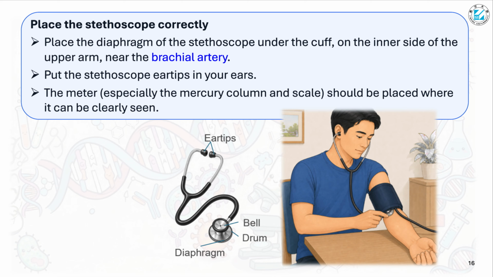Make sure the meter is placed where you can see it clearly. You should be able to watch the mercury column and the scale during the measurement. When measuring blood pressure manually, you need to look at the scale and listen through the stethoscope at the same time.